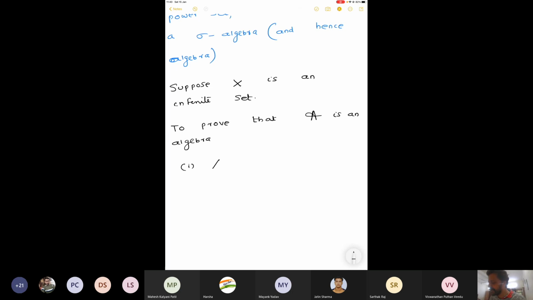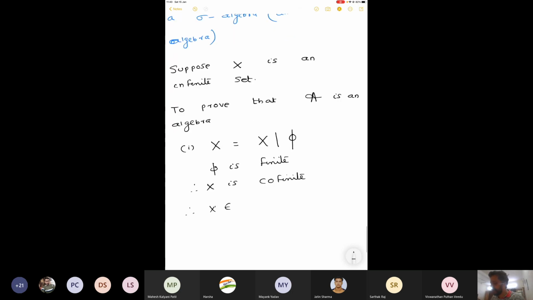Now, if you take X, X can be written as X minus null set. And you know that null set is finite. Therefore, X is cofinite. A set is cofinite if its complement is finite. So X is cofinite and therefore X is in A.